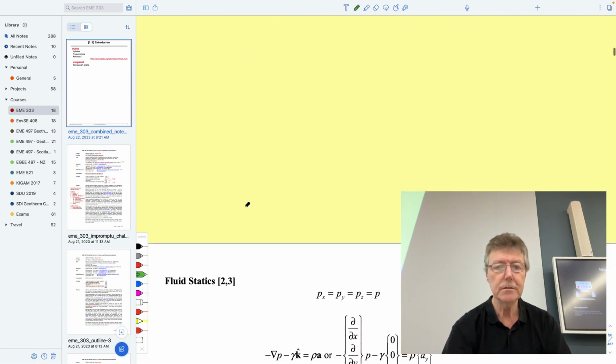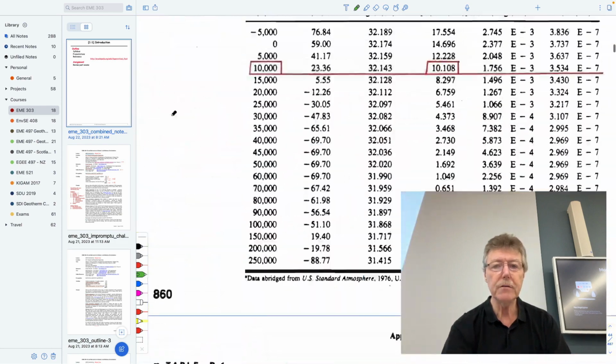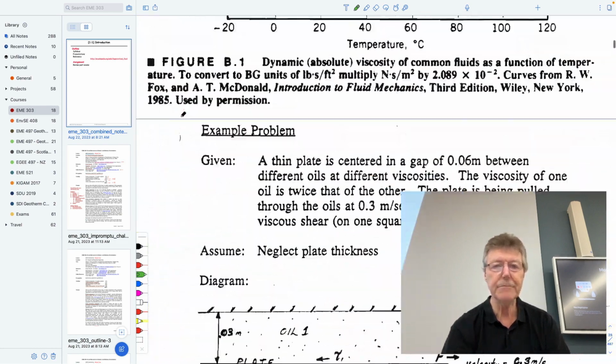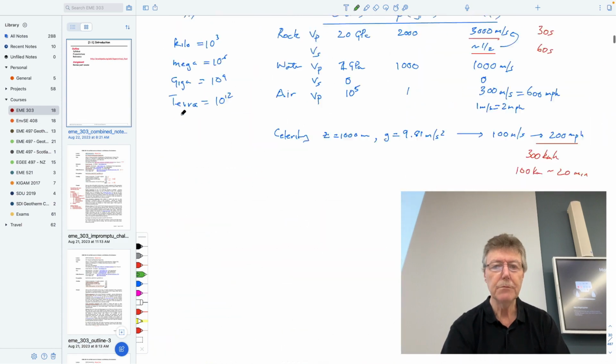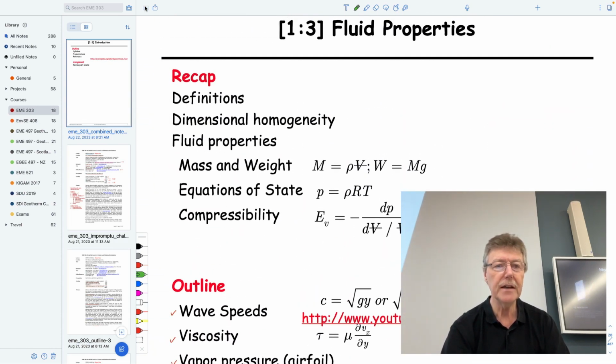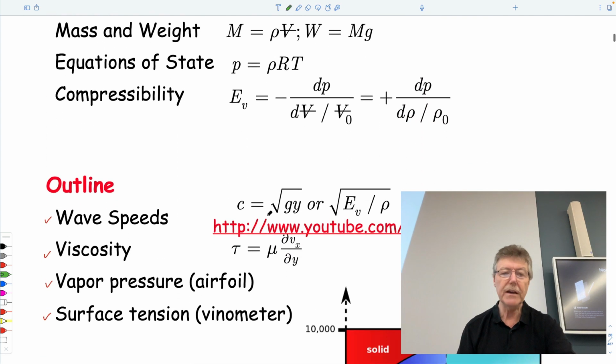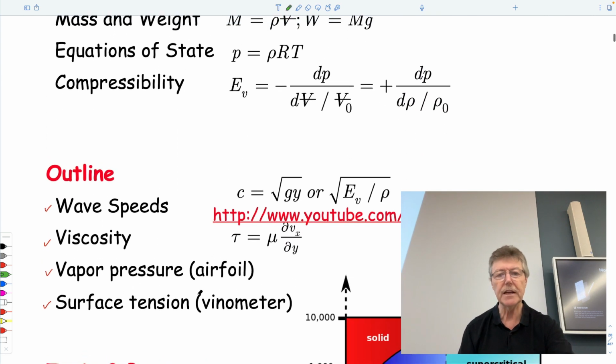That's a good omen. So anyway, if we look at what we talked about already, just by way of a recap, I don't want to do a long recap, but what we talked about on Friday kind of summarizes many of the things that we covered. We talked about a bunch of things, including wave speeds, viscosity, vapor pressure, and surface tension.